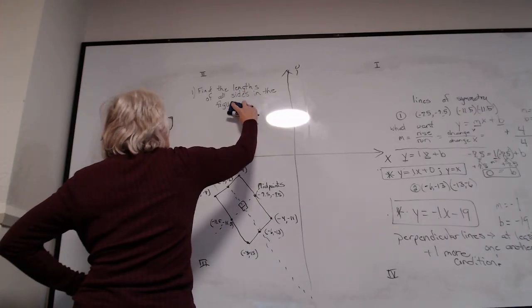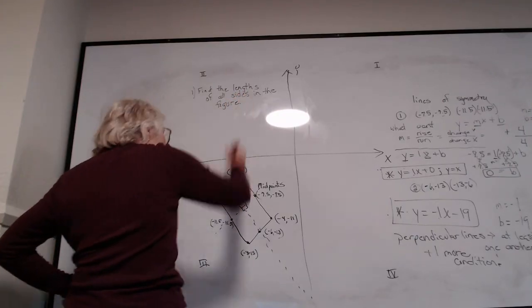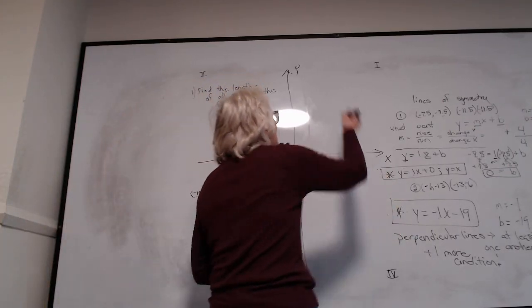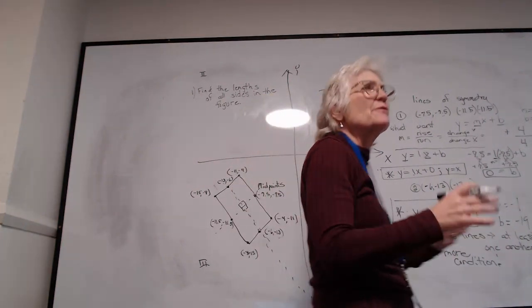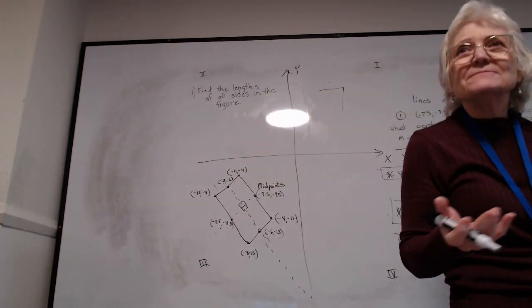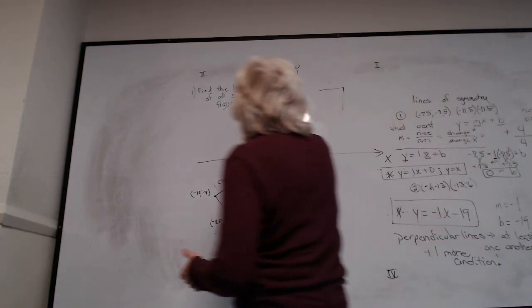Give me the lengths of all the sides and show some work for how you got it. Some of them are going to be easy. If it's like this and this, these are going to be very easy. I think we might have identified those already. But for the other ones you have to use the Pythagorean theorem or the distance formula. So find all the lengths in the figure.